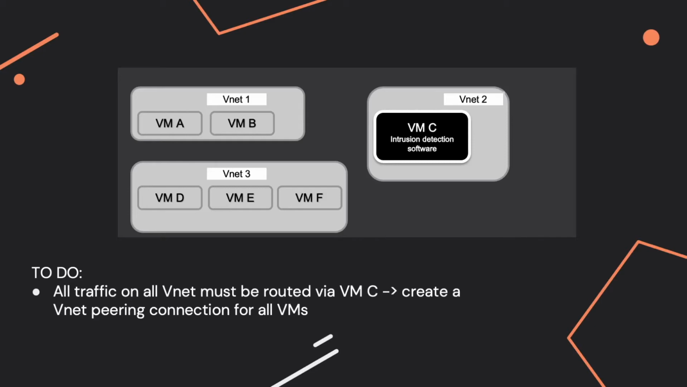For this example, we have 3 virtual networks called 1, 2, 3 as usual for the sake of simplification. Each virtual network hosts virtual machines, so a different number of virtual machines. I chose to represent 2, 1, and 3 virtual machines. Actually, it doesn't really matter here. What matters is the fact that we have a virtual machine now called VMC, which has an intrusion detection software installed on it.